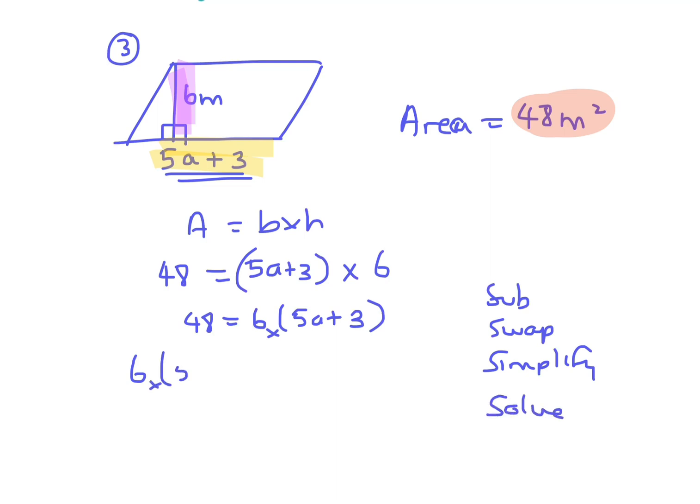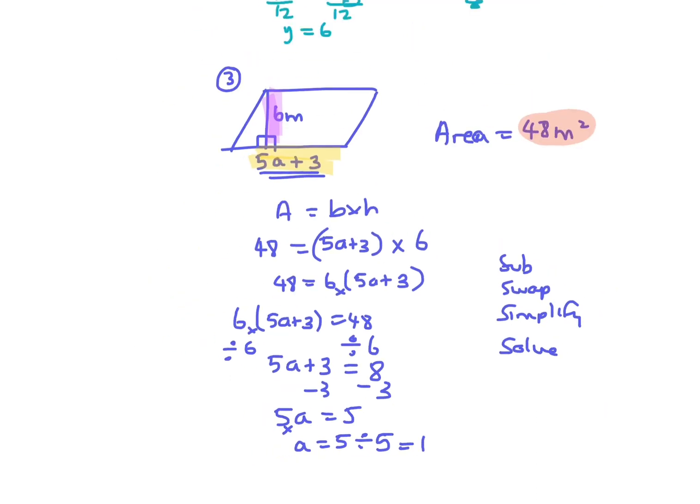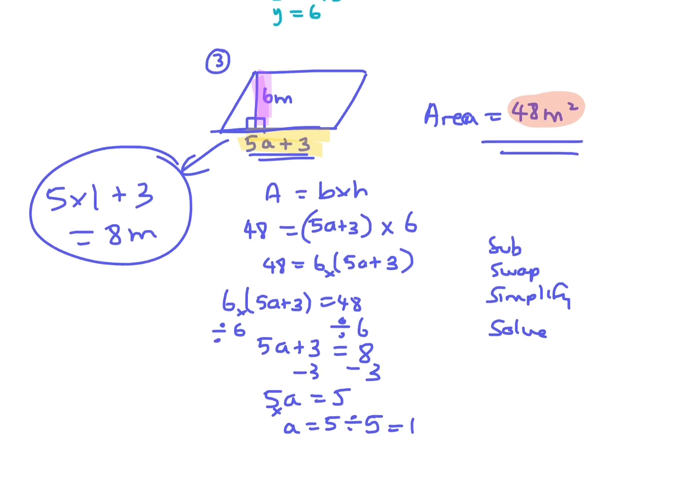So we'll swap the sides. And then you could divide by 6. That's one way of doing it, or you could just expand the brackets. If you divide by 6, you get 5a plus 3. 6 8s are 48. And then minus the 3, minus the 3, so 5a is 5. And then when you divide by 5, you get 1. So that means that a is equal to 1. What that means is that that length would be 5 times 1 plus 3. The length would actually be 8 meters, which makes sense because 6 times 8 is equal to your 48.